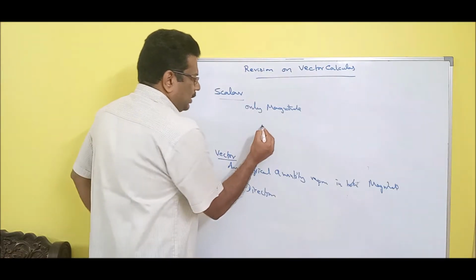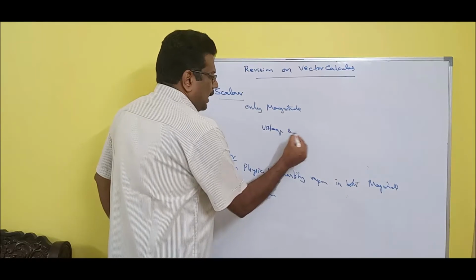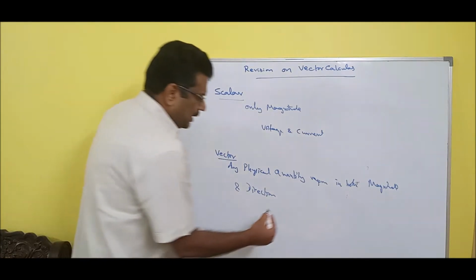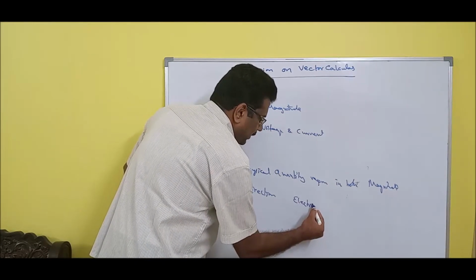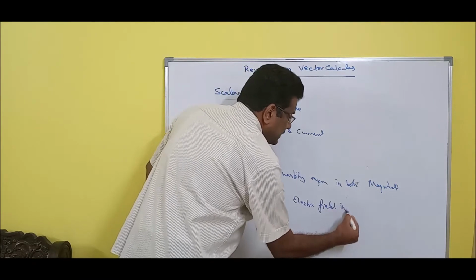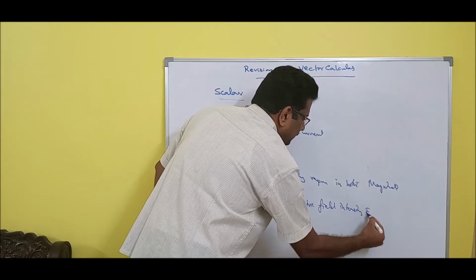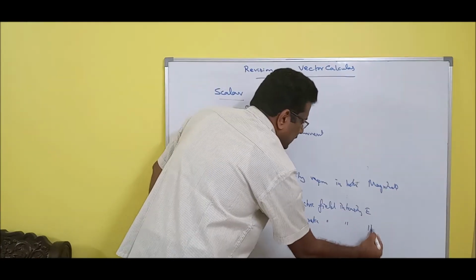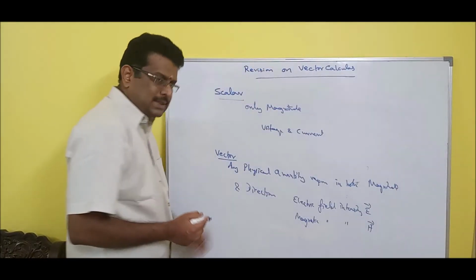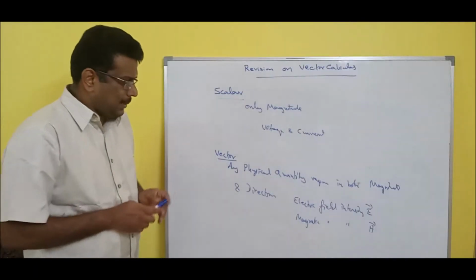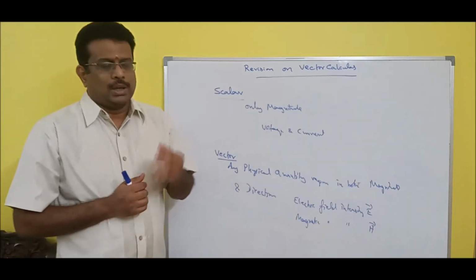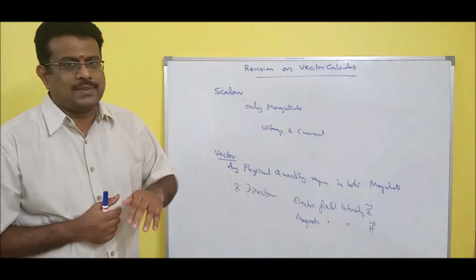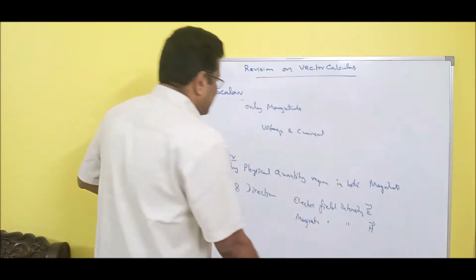Example for scalar, voltage and current. Let us use our own example. Example for vector, electric field intensity E, magnetic field intensity H. Okay, this is the example for vector. So please remember the definition of the scalar, it deals with only magnitude. The definition of the vector, it deals with both magnitude as well as direction. We have given some examples also.